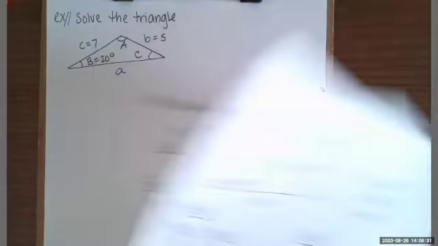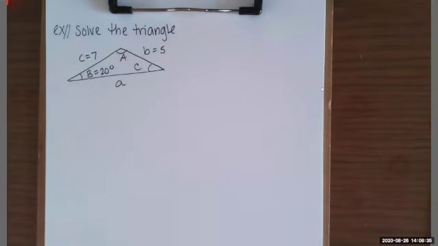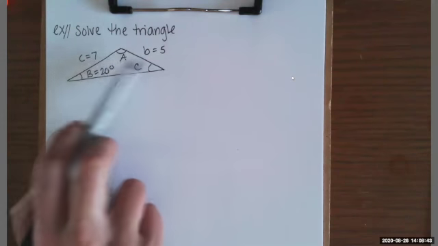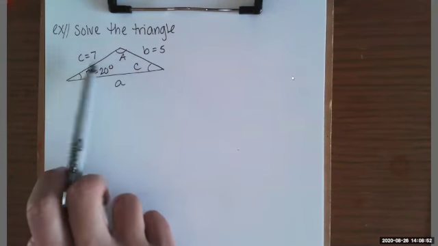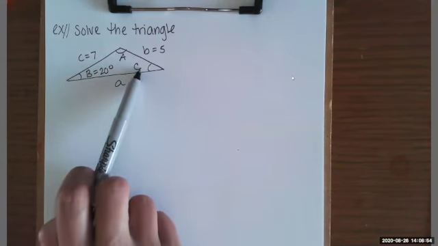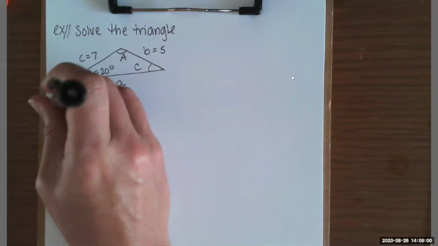Next one. Let's solve the triangle. Here I have angle B is 20, side B is 5, side C is 7. So maybe this one looks a little bit more convincing that this side is 5 and this side is 7. We'll see when we get going. So the first thing I want to do is start by finding angle C. Because we have side C, we need to find this angle C first. If you accidentally try to find A first really quickly, you'll realize you have an equation with two unknowns.